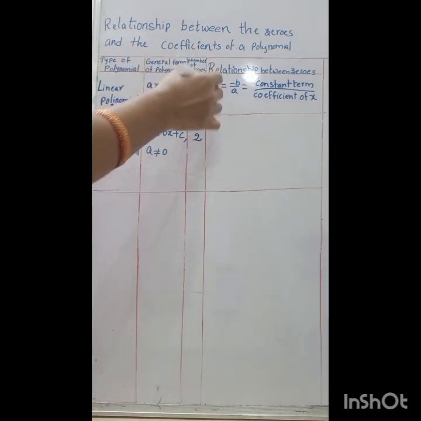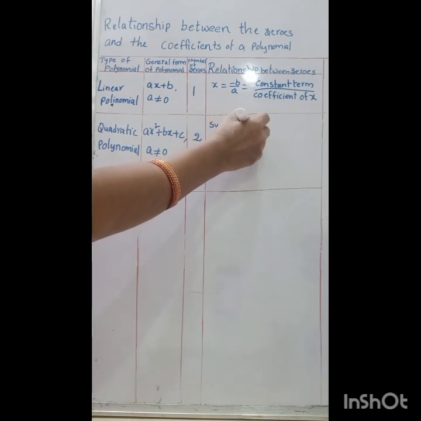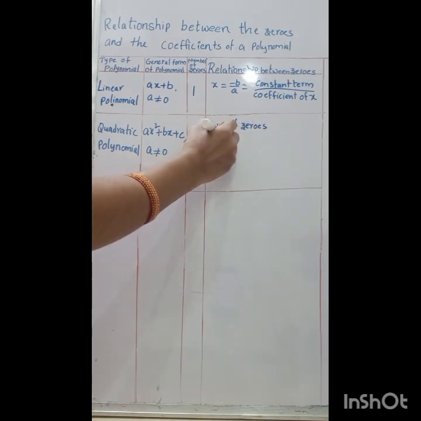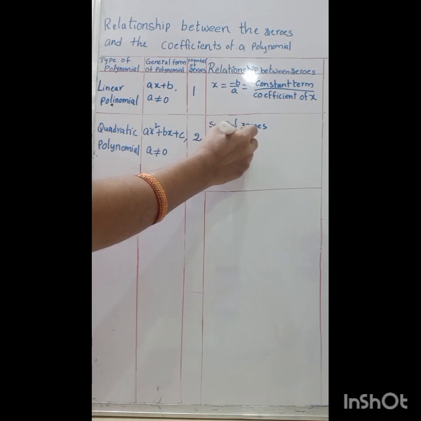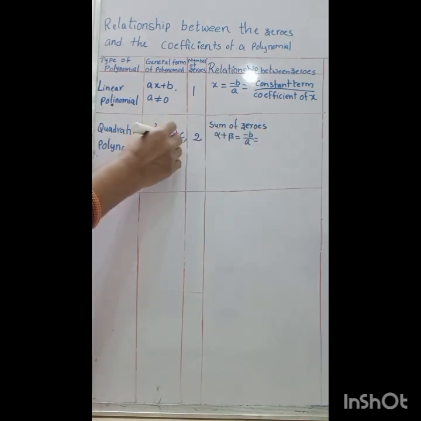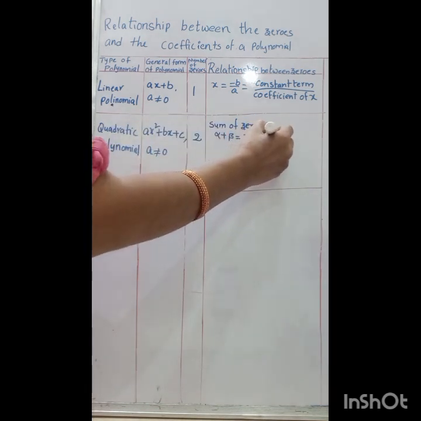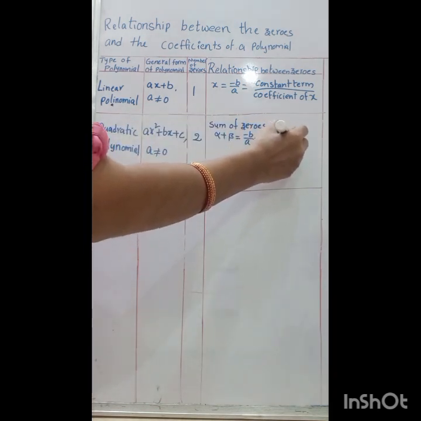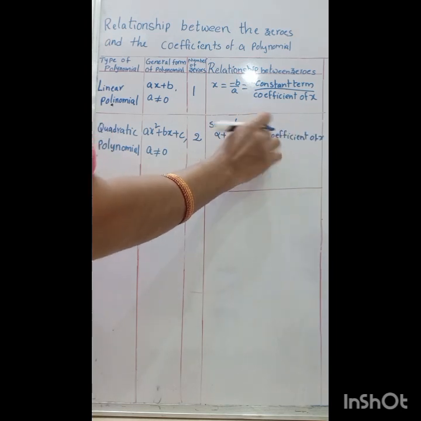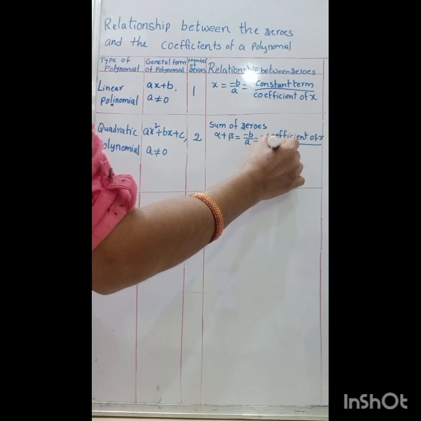The relationship between the zeros of the quadratic polynomial: first, the sum of zeros. Sum of zeros, alpha plus beta, is equal to minus b by a. Here b is the coefficient of x and a is the coefficient of x square. So, minus coefficient of x by coefficient of x square.